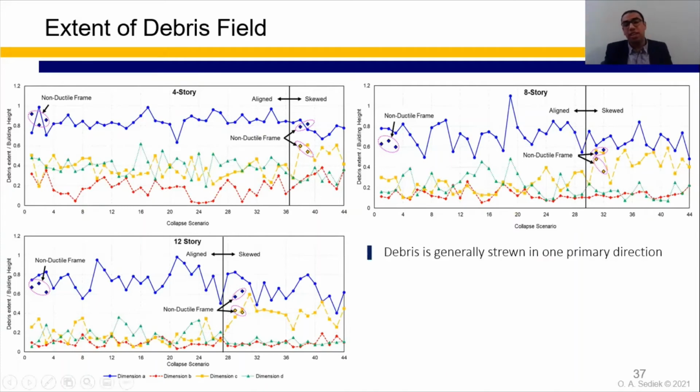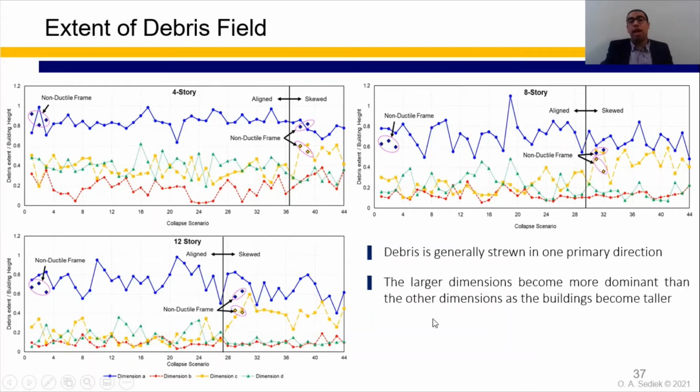So as we can see here, the debris is generally thrown in one primary direction based on the gap between the blue line representing the largest dimension, which is dimension A, and the other lines. And we can see also that the larger dimensions become more dominant than the other dimensions as the building becomes taller. We can see this by the increased gap between the curves as the building becomes taller.